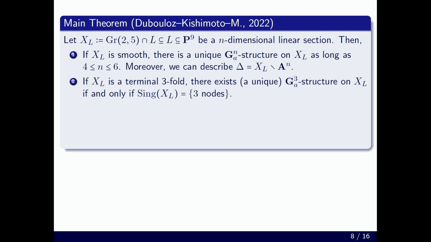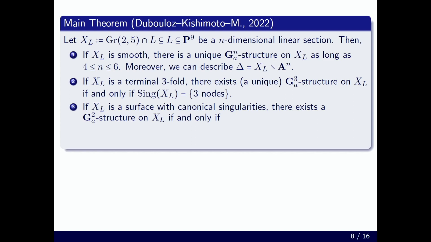But not only, since we now use some explicit circuits of limits, we can actually treat some singular cases. For instance, if X is a terminal threefold, I won't explain what terminal means, but it's a very nice kind of singularities. For instance, the singularities are only isolated points. Then you can prove that there is an additive structure if and only if you have very few singularities, actually 3 nodes as singularities. And you can also treat the case of surfaces, so quintic del Pezzo surfaces.